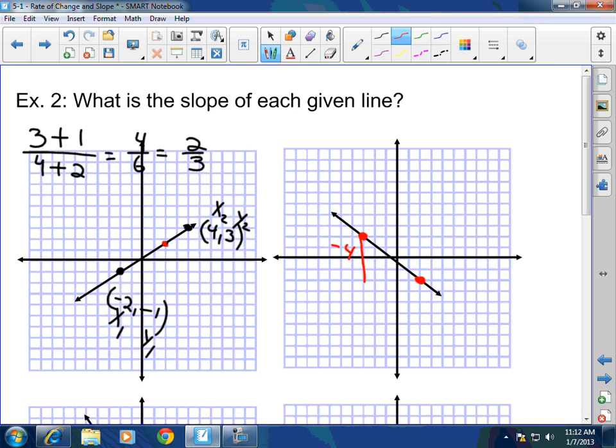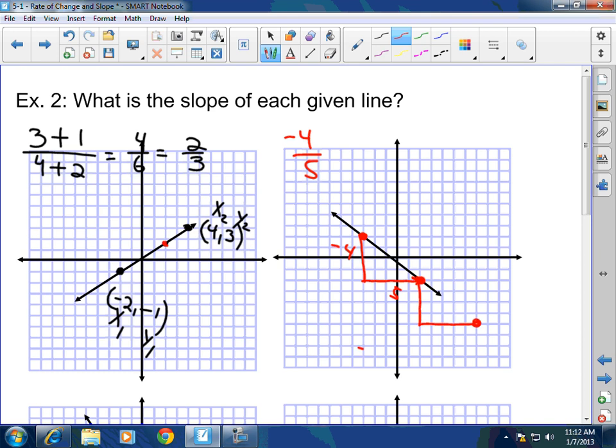So down 4, -4, over 1, 2, 3, 4, 5, over 5. So my slope is -4/5. To get to the next point, you would go down 4 over 5. So you'd go down 1, 2, 3, 4, over 1, 2, 3, 4, 5, and continue forever. Does that make sense, guys?